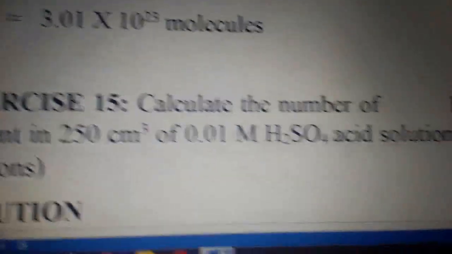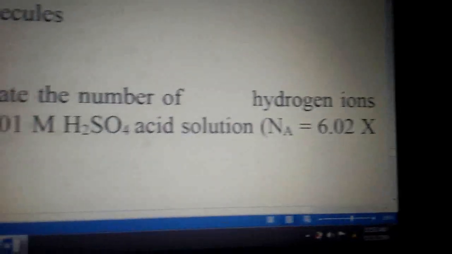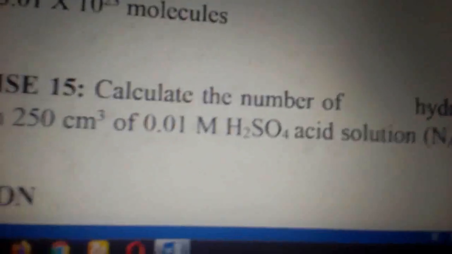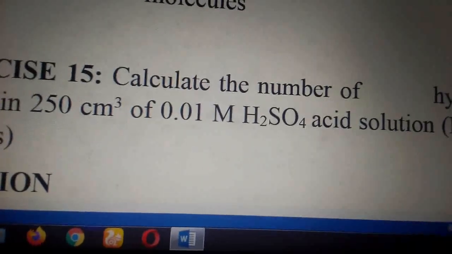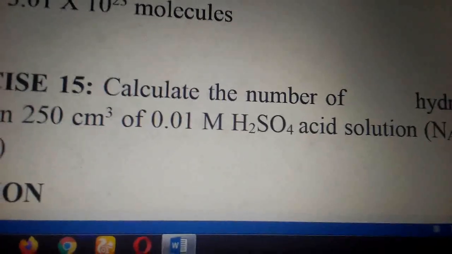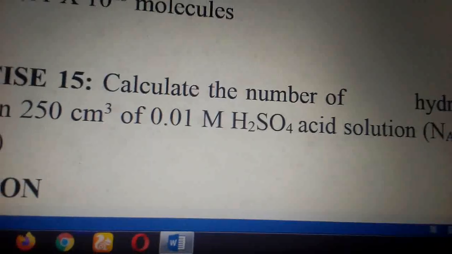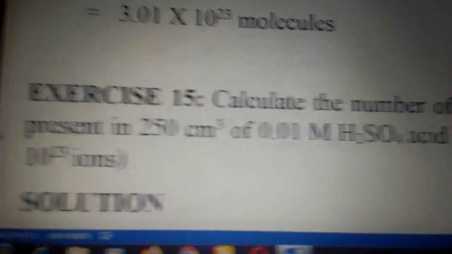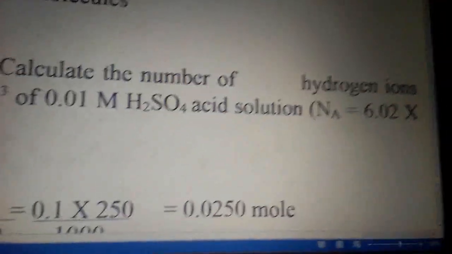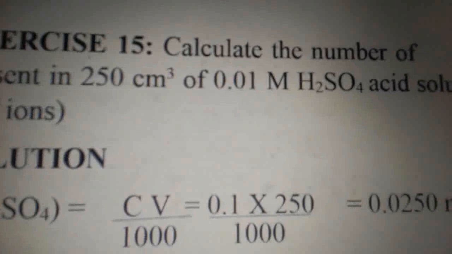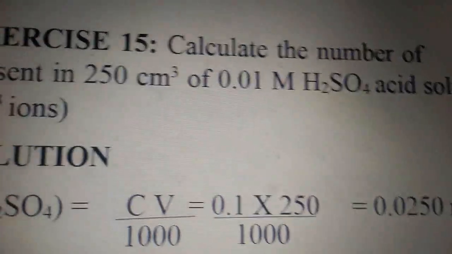Exercise 15 says, calculate the number of hydrogen ions present in 250 cm³ of 0.01 mole per dm³ of H2SO4 acid. That 0.01 is concentration. That capital M, as I said initially, molar solution, also means mole per dm³. So we're looking for the number of ions, the same Ns. So Ns, as we say, stands for atoms, ions or molecules. But first of all, we're going to find the number of moles of the acid in 250 cm³.